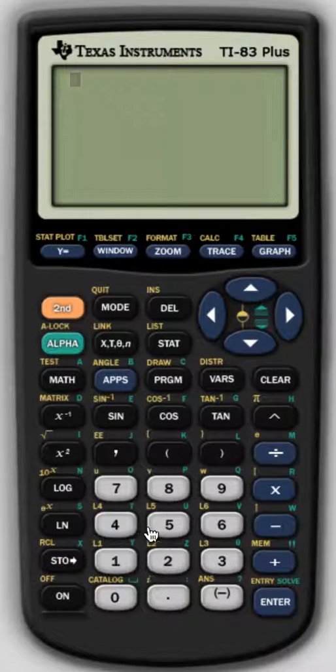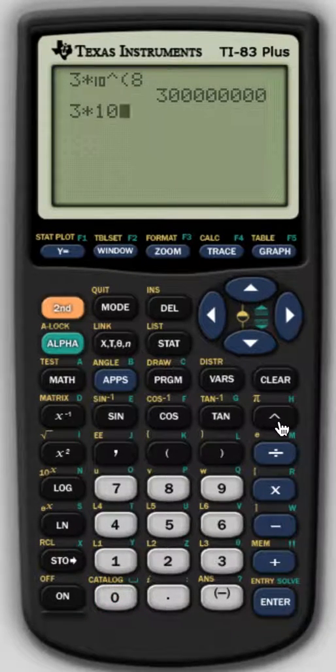Okay? One way we could enter 3 times 10 to the 8th is as follows. We could go 3, hit the times button, hit the second 10 to the, and enter an 8. 3 times 10 to the 8th. And there it is, a really big number. That's a lot of steps. It's not the only way we could do it. We could also do it this way. 3 times 10. We could use this caret right here, and that would be 3 times 10 to the 8th power. Gives us the same result.